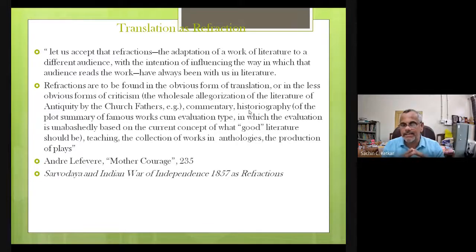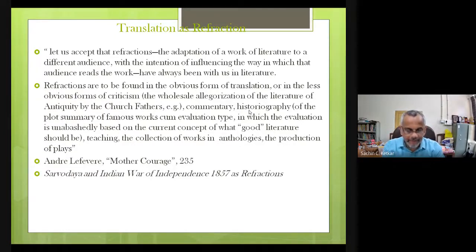So refraction is a larger category in which texts from one culture or one language are used in another culture or in another language. You may not have read all the novels of Harry Potter, but you may have seen the films, and you know the storyline and what happens in the Harry Potter world by watching the films. Now this is refraction.